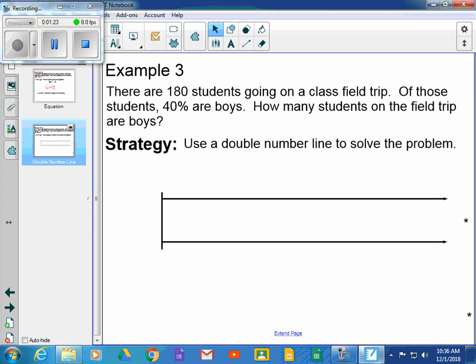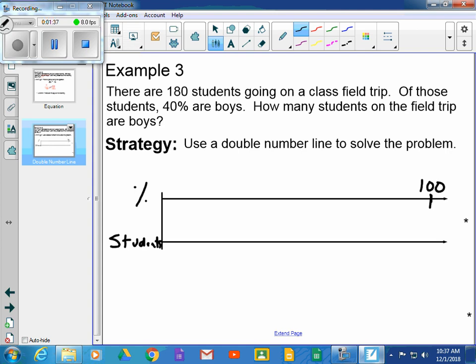If I've got my double number line, I'm going to use the top line to represent percent, and the bottom number line is going to represent how many students. I'm going to mark off my 100%. I know that matches my total, my whole, 180. I've got to get 40% in my percent number line.